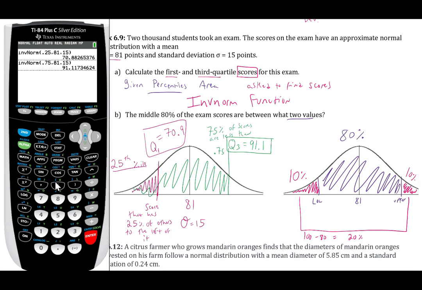So in my calculator, I'm going to hit second vars, number 3, 0.10, 81, 15, enter. Again, if you have the older display calculator, you're just going to type in inverse norm. 0.1 area to the left, 81 is the mean, 15 is the standard deviation. And we'll get that the lower value here is 61.8 or 61.77.